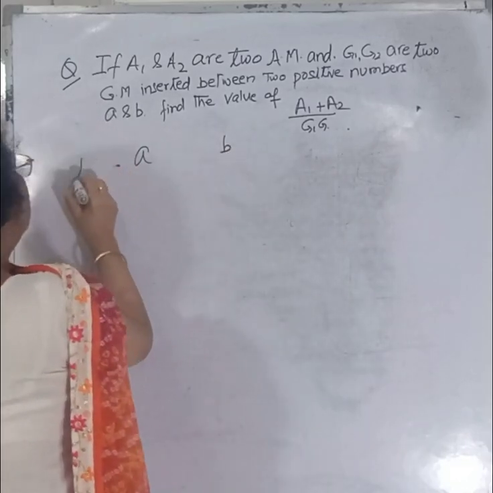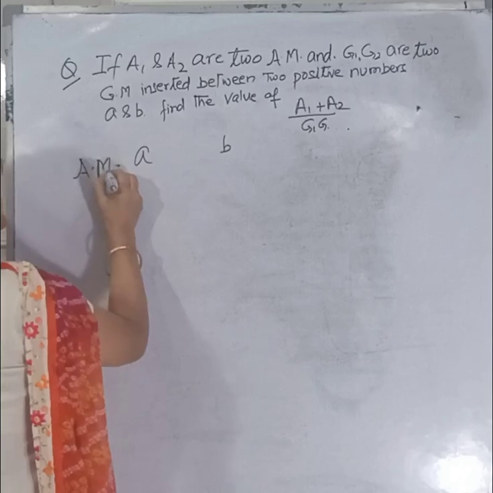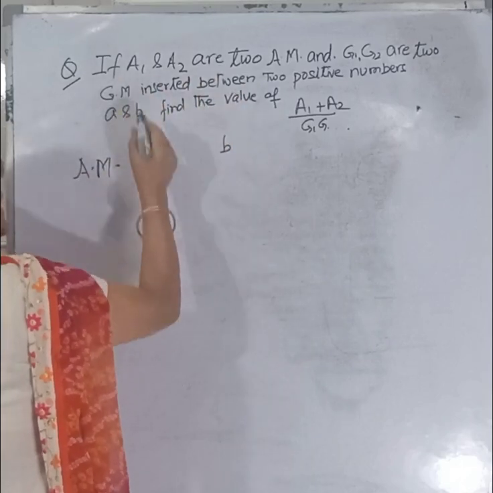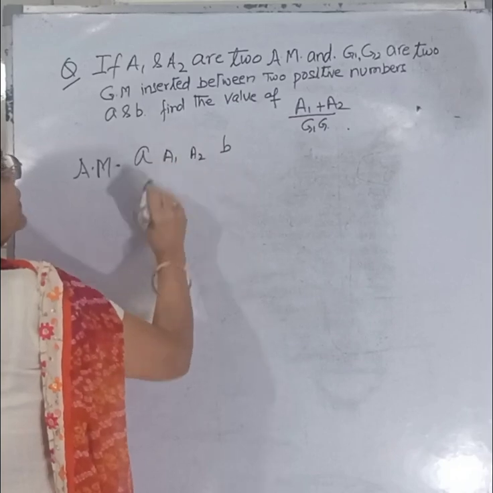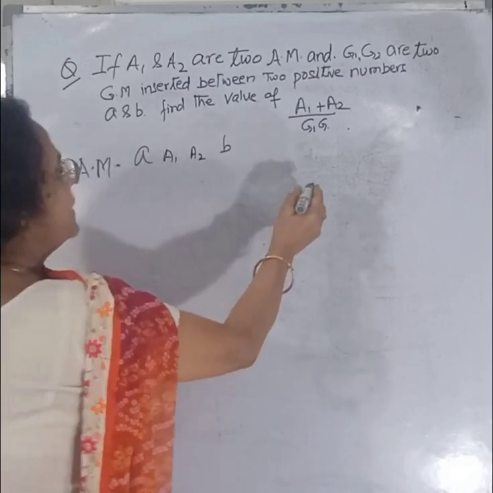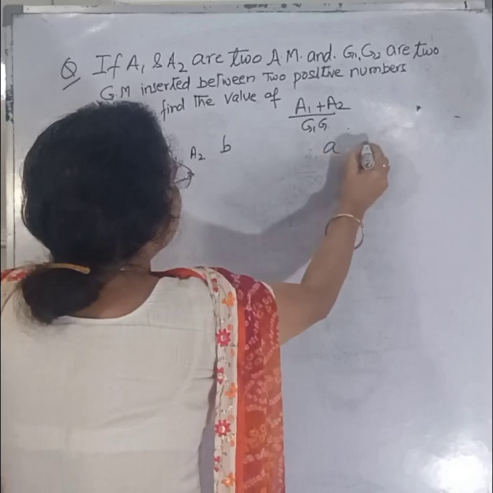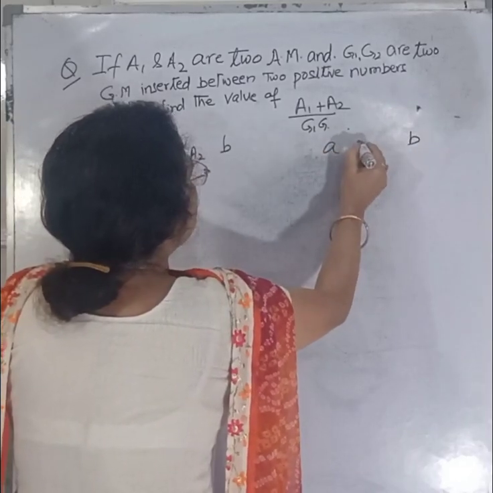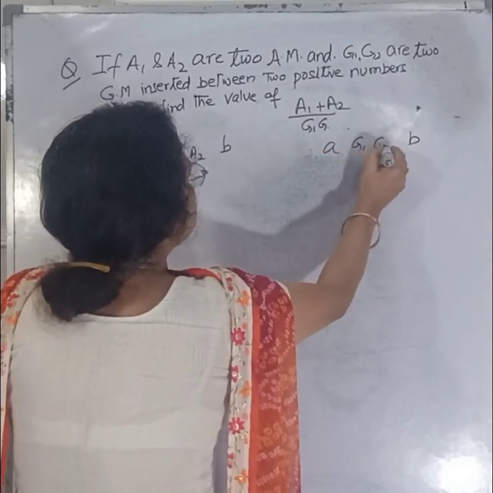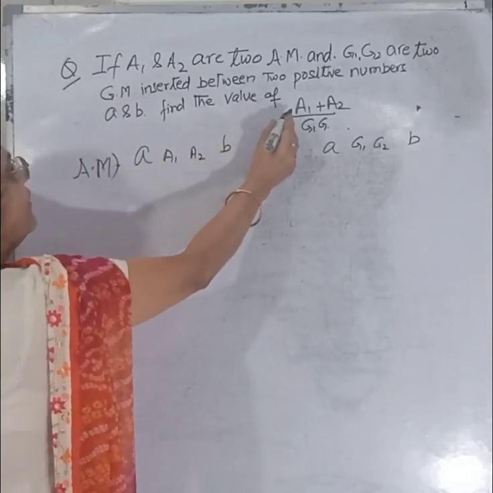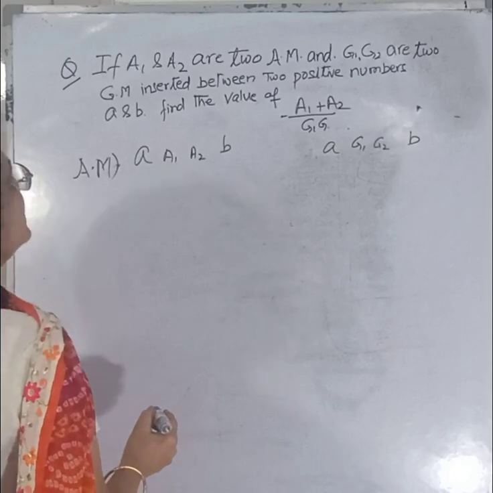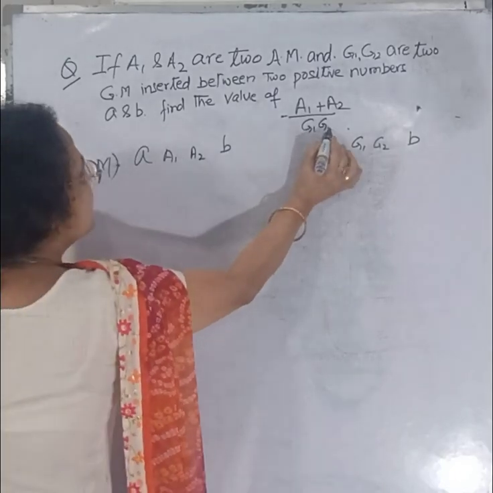This is for arithmetical mean. We have inserted two arithmetical means, A1 and A2, in between. And in the second case, between A and B, we have inserted two geometrical means G1 and G2. Now we have to find the value of (A1 plus A2) upon G1 G2. What is the value of this?